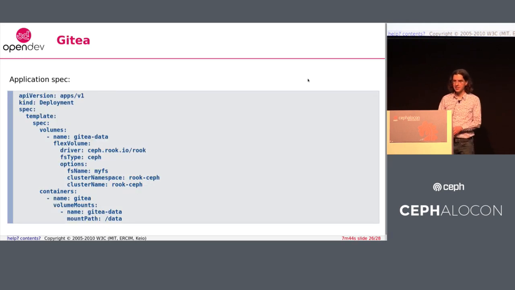So our application, again, is Gitea. And so we just need to write some Kubernetes YAML to set that up. So if you look at this, it's a little bit longer than this, but I've cut out the boring parts. And this is the interesting stuff that's applicable to what we're talking about here. This is how we use the CephFS that we set up before.